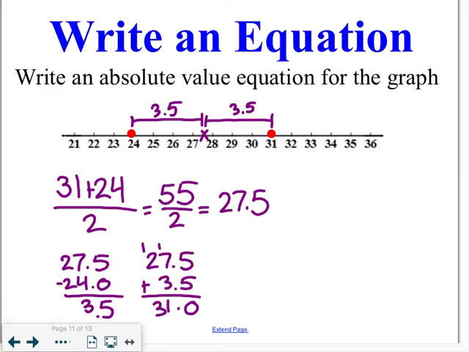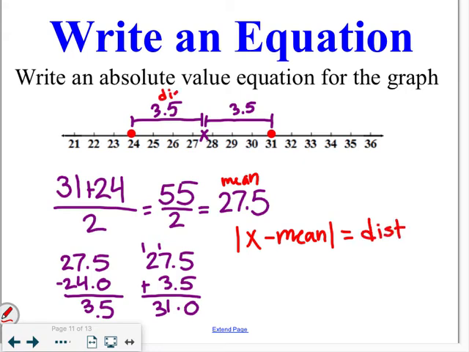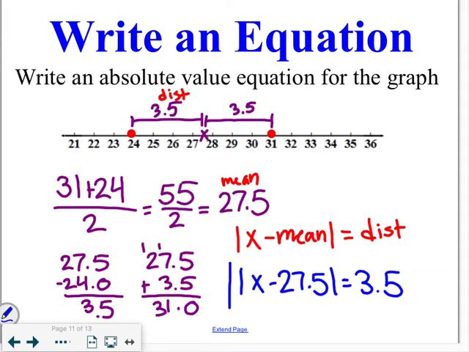To find the final equation, you are going to use the formula x minus the mean, so that middle number is the mean, is equal to the distance. That's how far it is between the point and the mean. So our final equation for this problem would be the absolute value of x minus 27.5 is equal to 3.5.